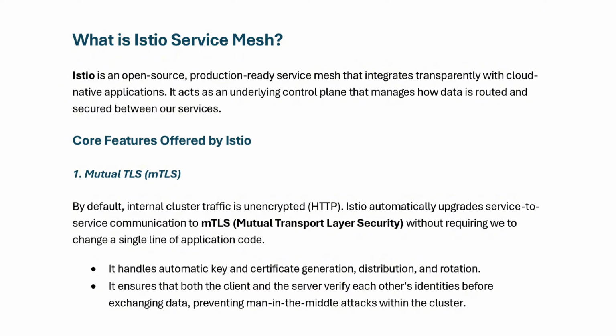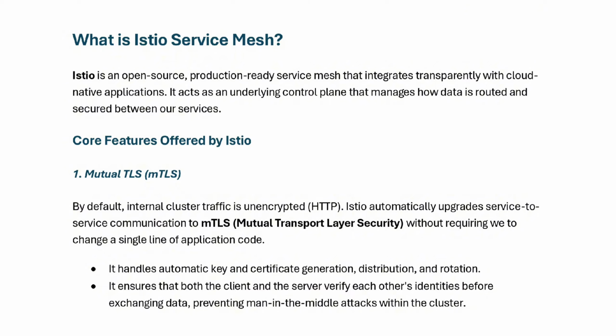Now, what is an Istio Service Mesh? Istio is an open source, production ready service mesh that integrates transparently with cloud native applications. It acts as an underlying control plane that manages how data is routed and secured between our services. So we understood the concept of service mesh. Now, Istio is an open source, production ready service mesh platform that integrates transparently with cloud native applications. It acts as an underlying control plane that manages how data is routed and secured between our services.